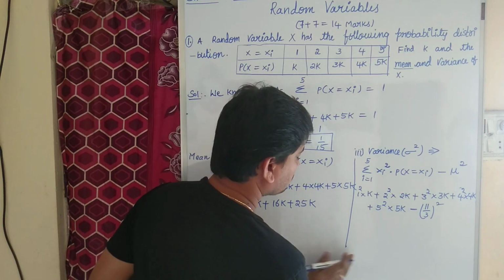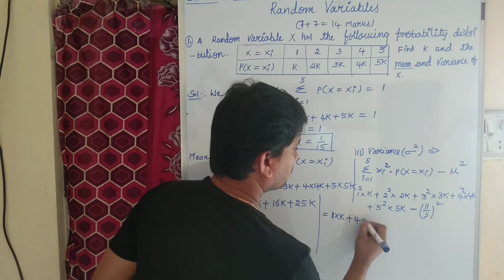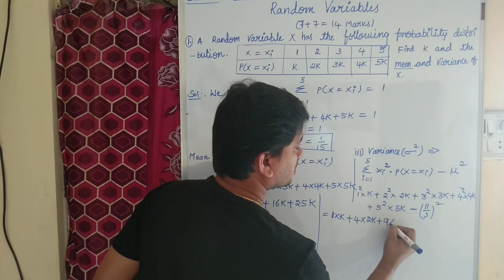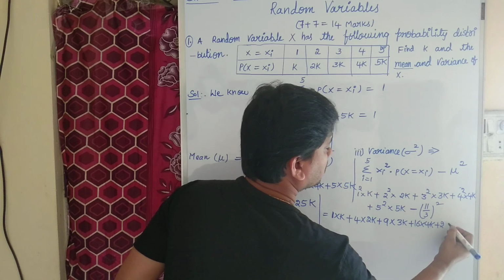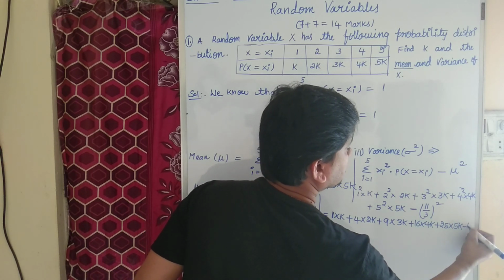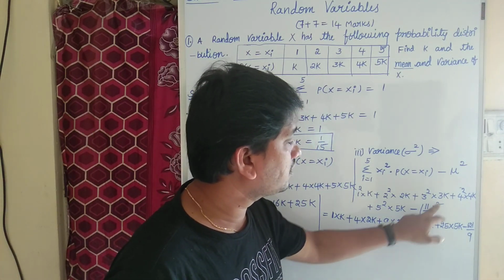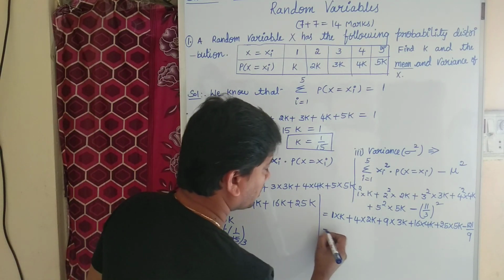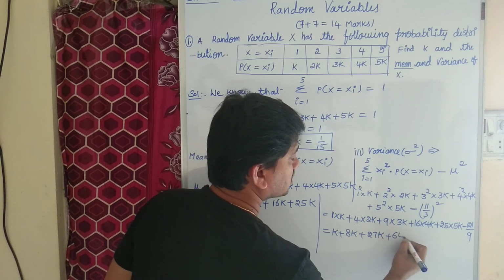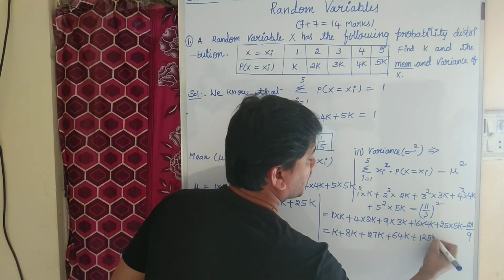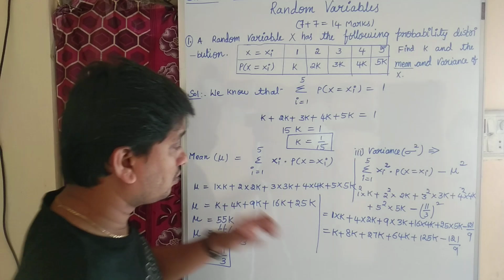So 1 square means 1 into k, 2 square means 4 into 2k, 3 square means 9 into 3k, 4 square means 16 into 4k, 5 square means 25 into 5k, minus 11 square is 121, 3 square is 9. Children, 11 square 121, 3 square 9. 1 into k, 4 twos are 8, 9 threes are 27, 16 fours are 64, 25 fives are 125, k minus 121 by 9. Okay, so let us add now.